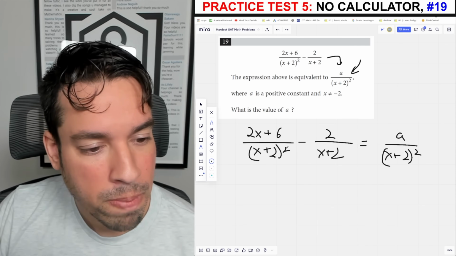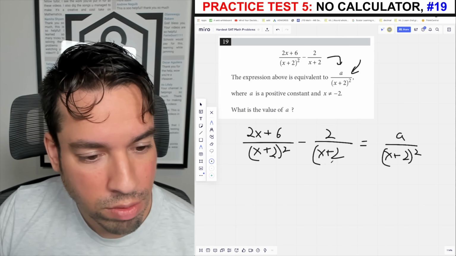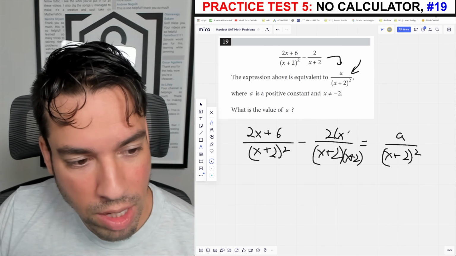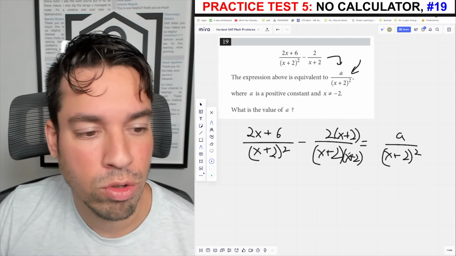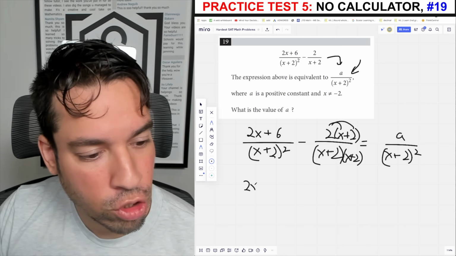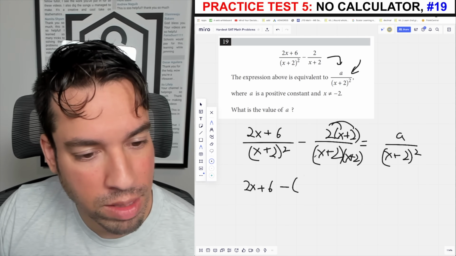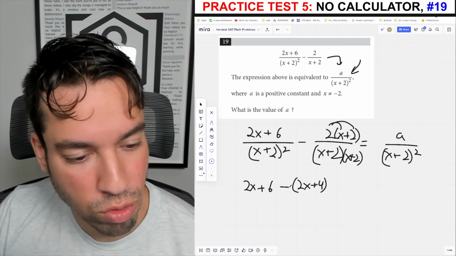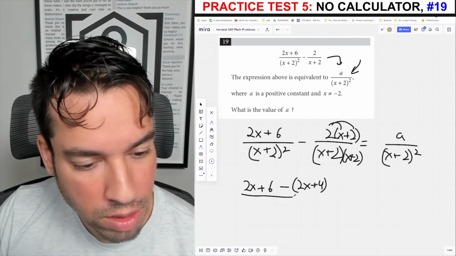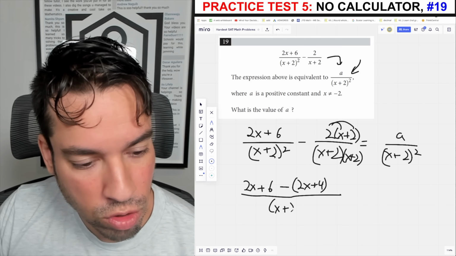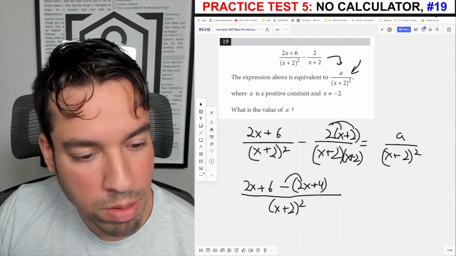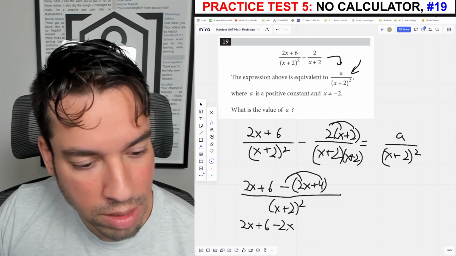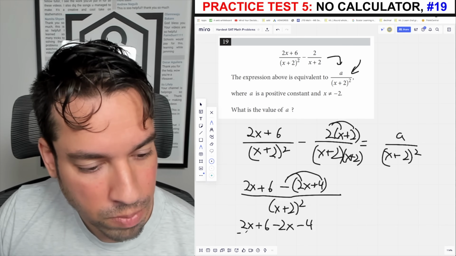So how would I do that? Well, (x+2)² on this side, I have to also multiply this by x+2 to get (x+2)². If I do that, I must multiply the numerator by x+2 as well. Now as I distribute, I've got 2x+6 minus, in parentheses, 2x+4. It's important to keep it in parentheses to remember to distribute that minus. And this is now all over (x+2)². It's looking pretty good. Distribute the negative. Now I have 2x+6 minus 2x minus 4.